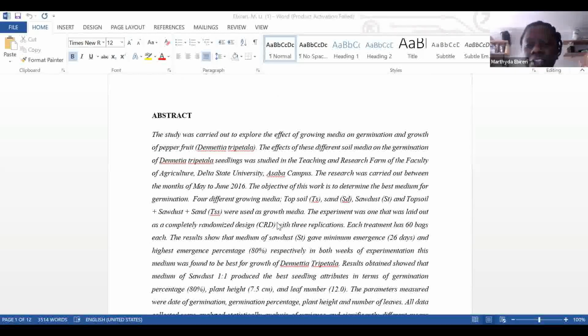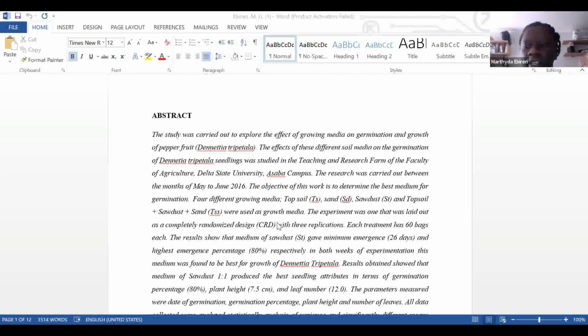pepper fruit. In Nigeria, pepper fruit is one of the fruit commodities that is consumed, I think, once in a year. It comes in season, and most times its cultivation is very difficult. Some of the fruit trees sold in Nigeria have been around for a very, very long time. It has difficulty in its cultivation. So this study was carried out to find out different growth media that can be used in the cultivation of Bennettia tripetala, which is also known as pepper fruit.